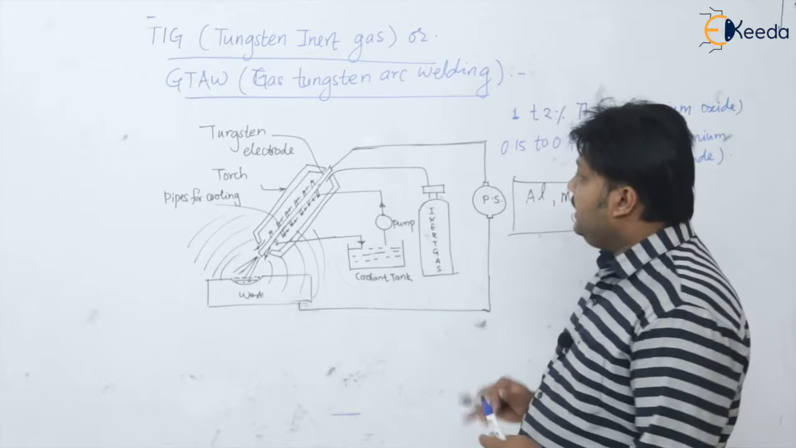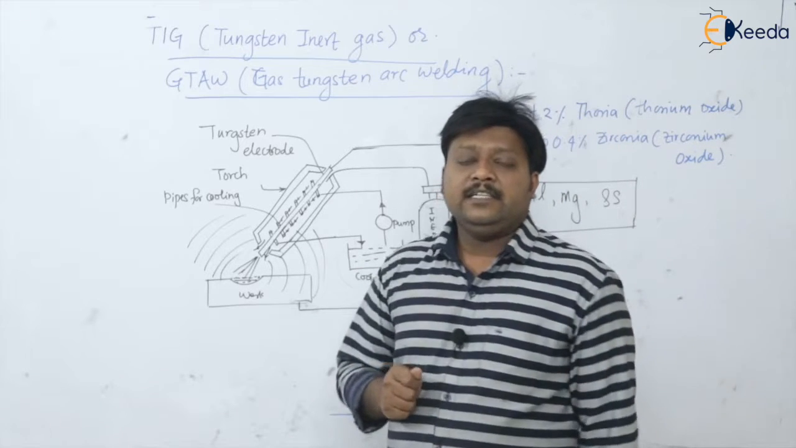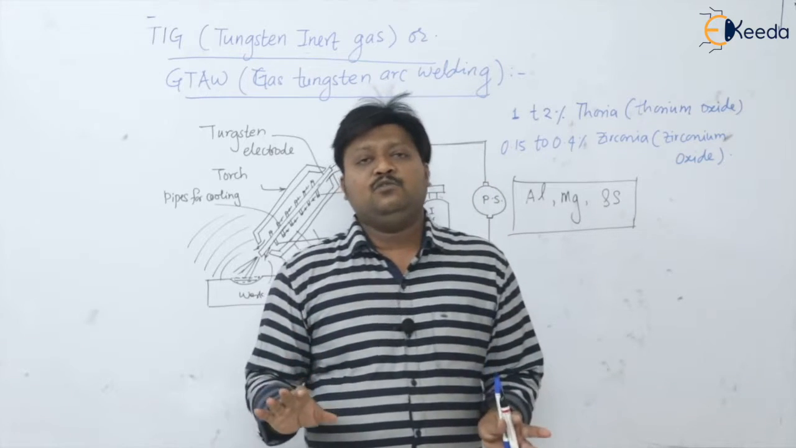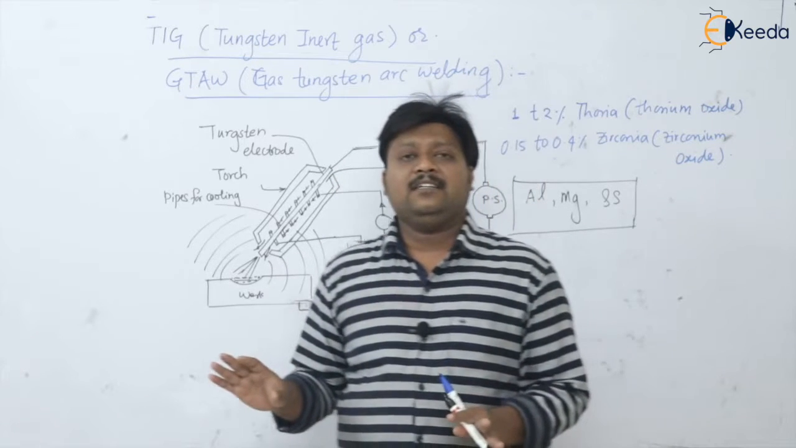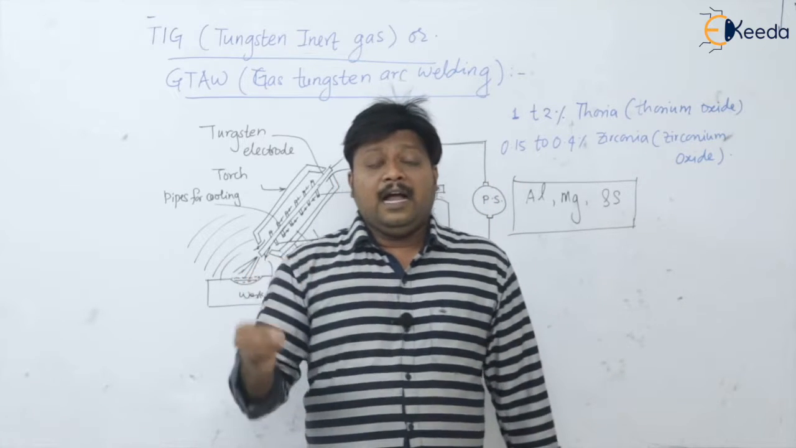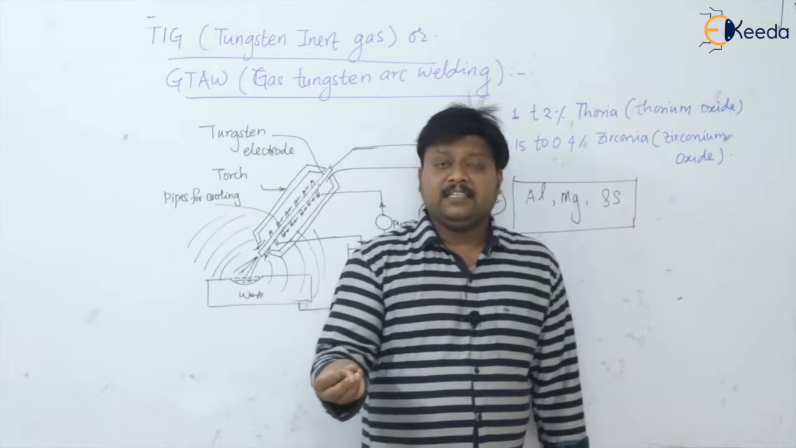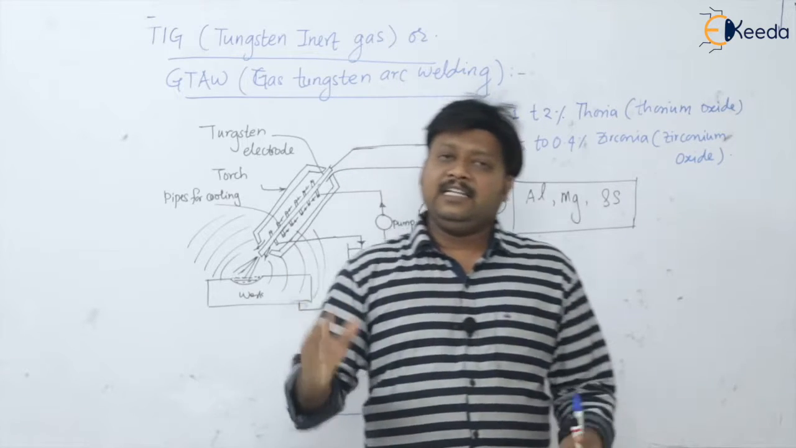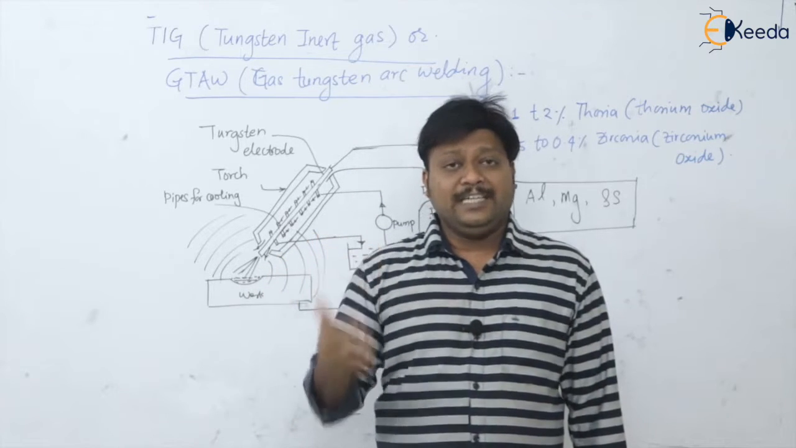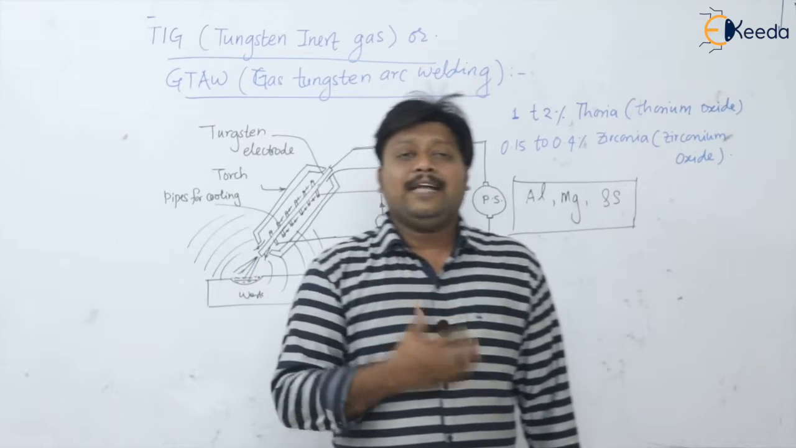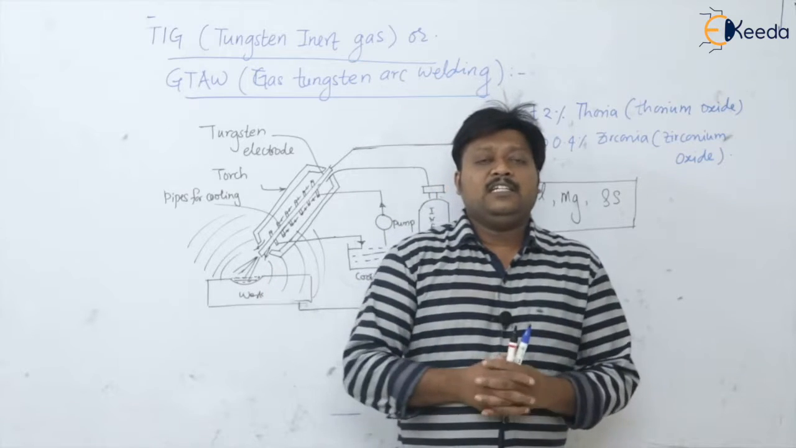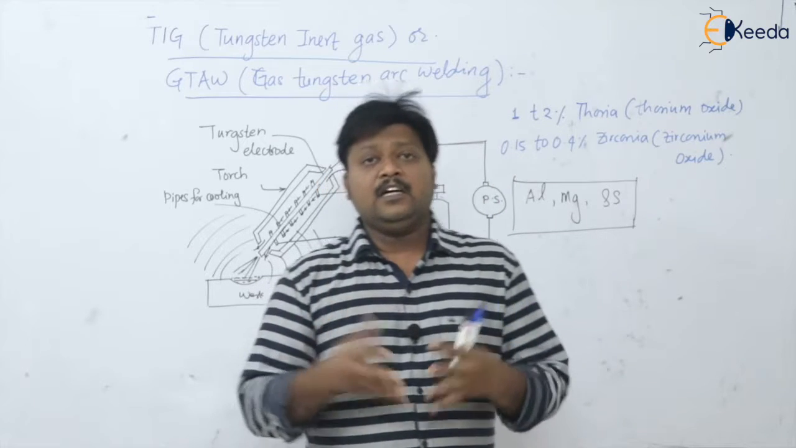Now here in the TIG welding, if we talk about the power source, you can use both alternating current or direct current as a power source. And when you are using direct current, again you have two polarities, that is direct current electrode negative, that is straight polarity, and direct current electrode positive, that is reverse polarity. Both the polarities we are able to use here.